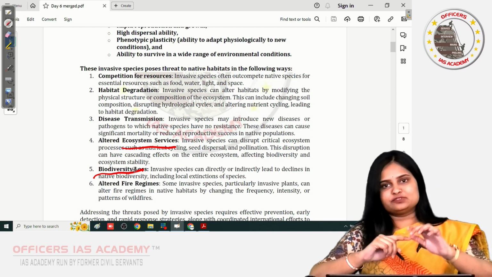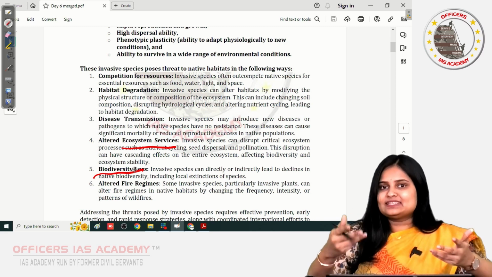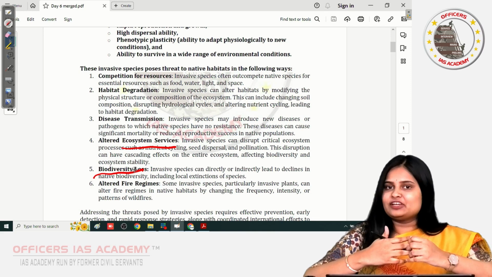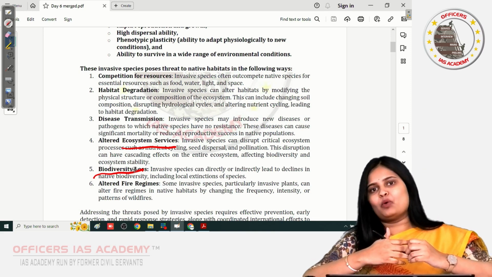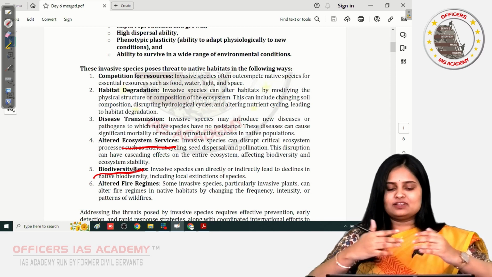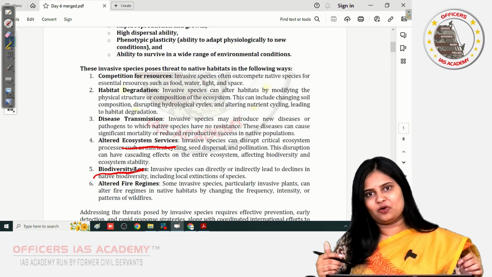Apart from that, it is also said that when invasive species, especially plants, take over certain areas, they can also alter the frequency and intensity of wildfires that can occur in this particular region. So, overall, these are the major points that you should be writing to substantiate your answer.